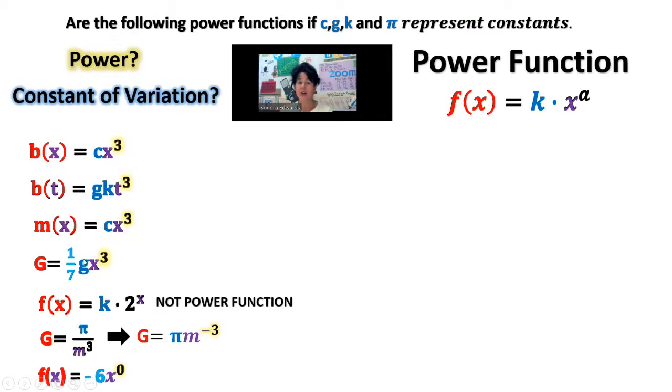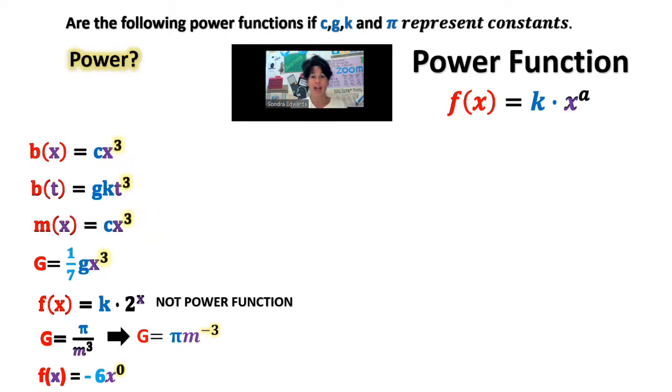The constant of variation, you might say 1/7 g, but if you multiply 1/7 times g, that's like taking 1/7 times g over 1, you get g over 7. So you might see 1/7 g listed as the constant or g over 7. Okay, then the next one, the constant of variation is k. Here the constant is pi. And then here the constant is negative 6.